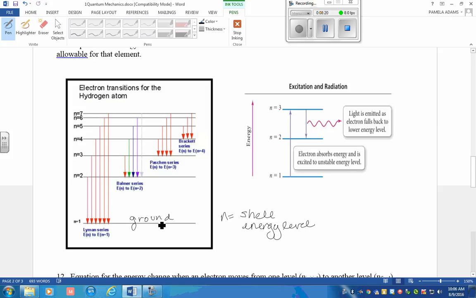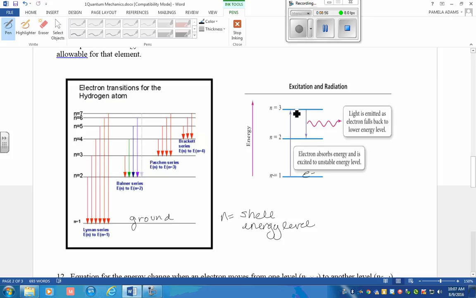So let's say you add a whole bunch of energy. You can promote that electron all the way up to the 7th energy level, and then it will fall back down to its ground state where it is most stable. So here's another way to look at it. Here is your electron. It starts out at the ground state. You can excite it, adding energy, and remember you can use energy in a variety of different forms.